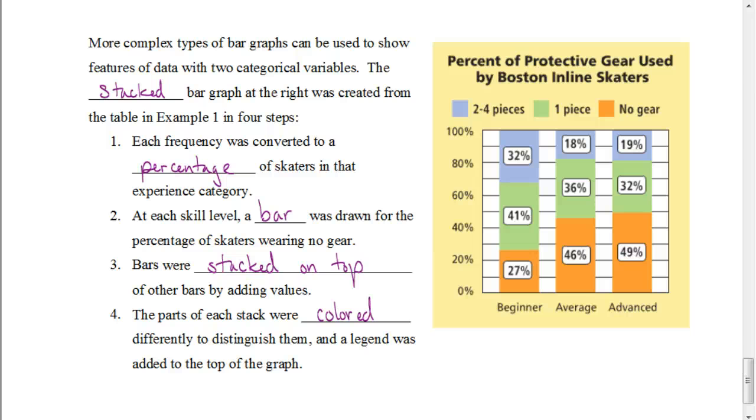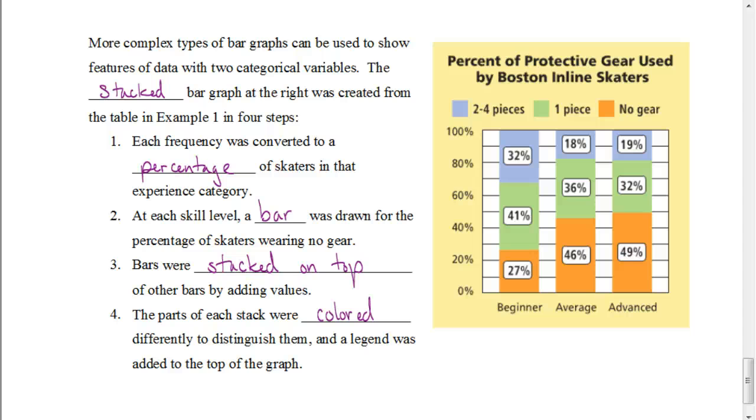But we can see here that looking at the beginner, 32% of beginners wear 2 to 4 pieces of protective gear, 41% wear just 1 piece, and 27% wear no gear at all. So that's how we would be able to look at that. It breaks down that huge table that we had into a nice, easy to read bar graph.